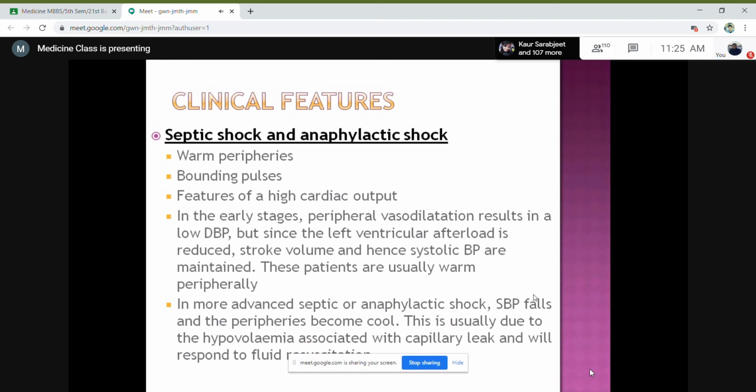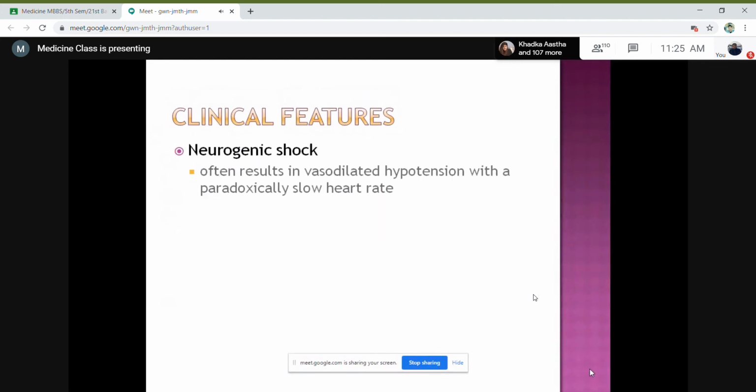Initially in early stage there will be warm peripheries, but in late stage, if there is capillary leakage, then there will be cold peripheries. And in cases of neurogenic shock, it generally results in vasodilated hypotension with a paradoxical slow heart. The patient will have hypotension, but will have slow heart rate instead of tachycardia.